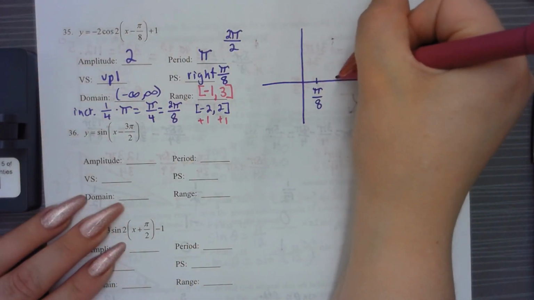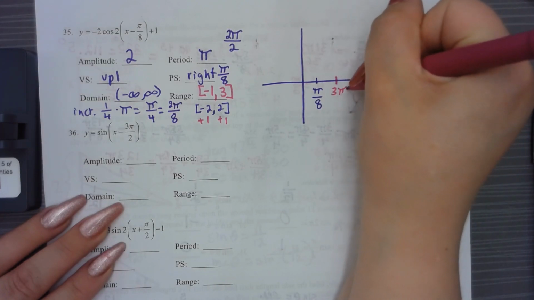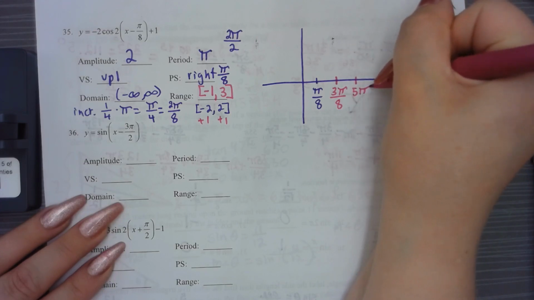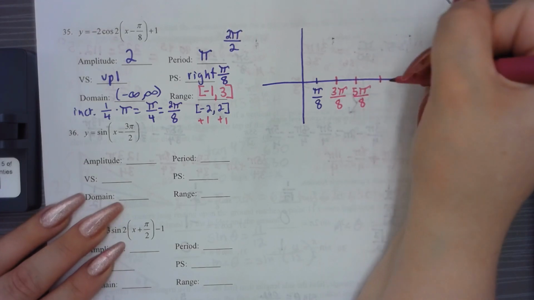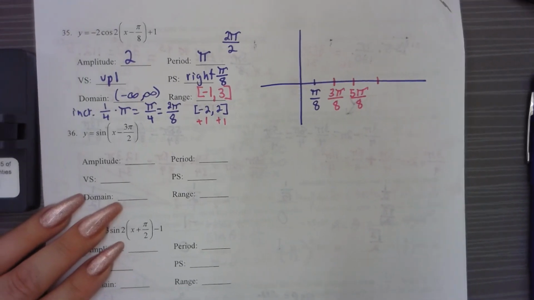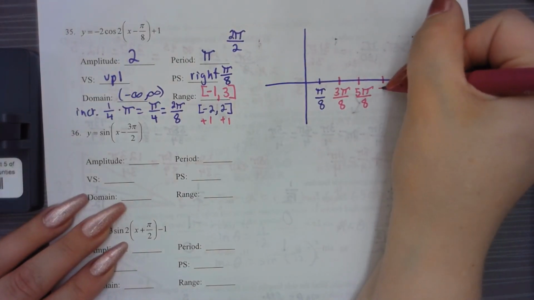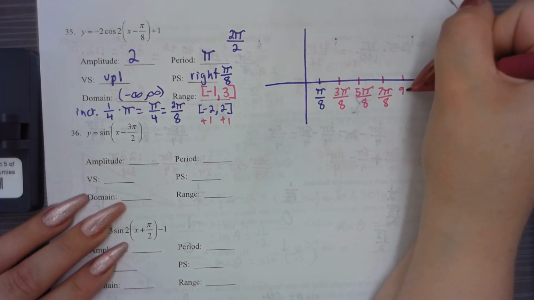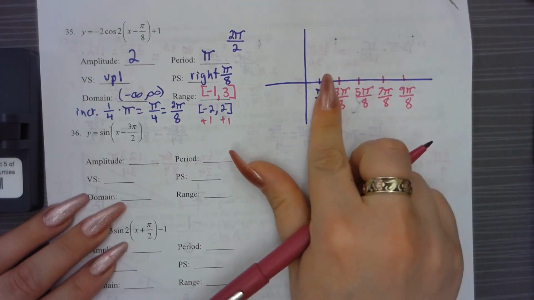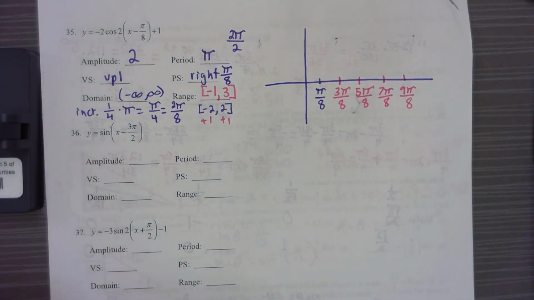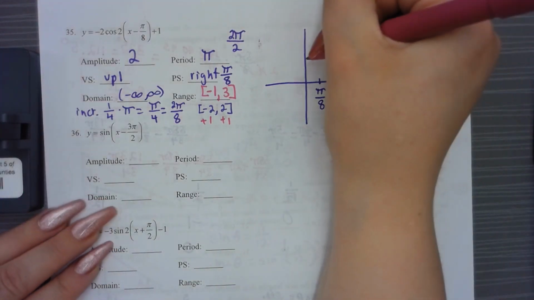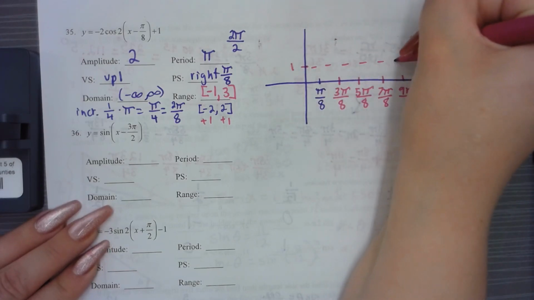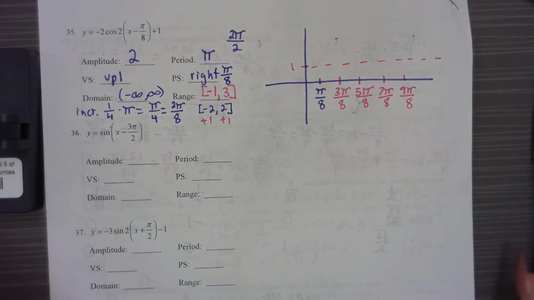So pi over 8 plus 2 pi over 8 would give me 3 pi over 8. I would add 2 pi over 8 to that to give me 5 pi over 8. I would add 2 pi over 8 to that, which would give me 7 pi over 8. And I would add 2 pi over 8 to that, which would give me 9 pi over 8. And that would give me 1, 2, 3, 4 increments, which is what I want. I'm also shifting up 1, so I want to make sure that my reference line is at 1.